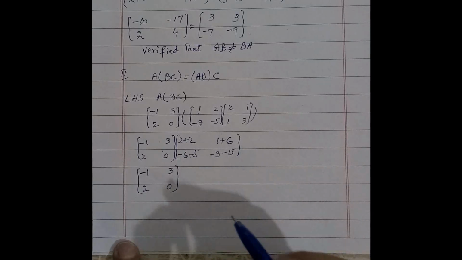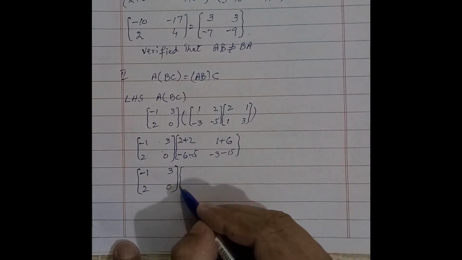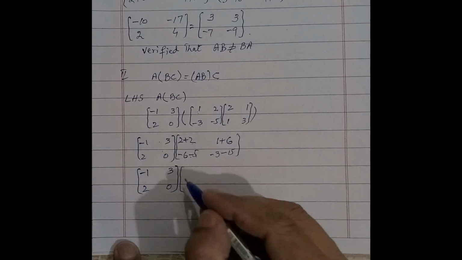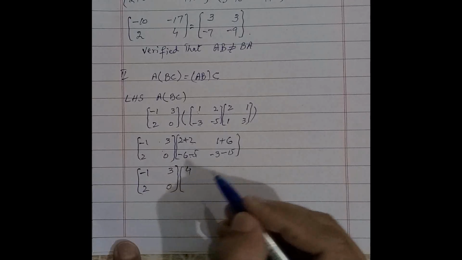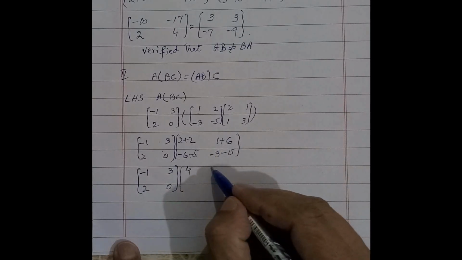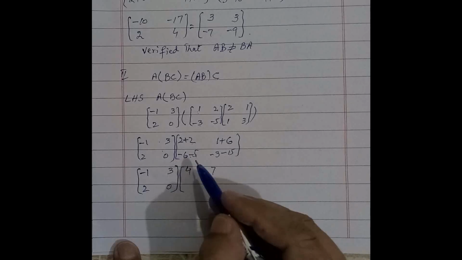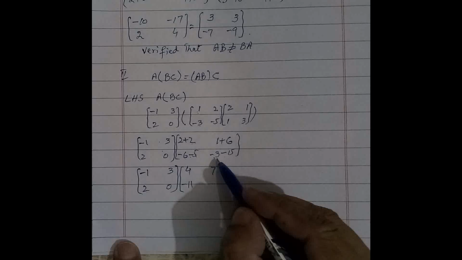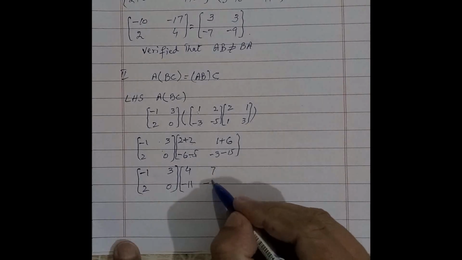Now we simplify the product of B into C matrix, which is 2 plus 2 is equal to 4, 1 plus 6 is equal to 7, minus 6 minus 5 is equal to minus 11, minus 3 minus 15 is equal to minus 18.